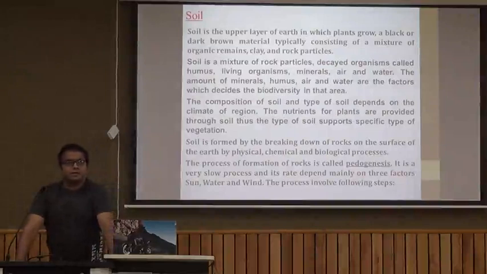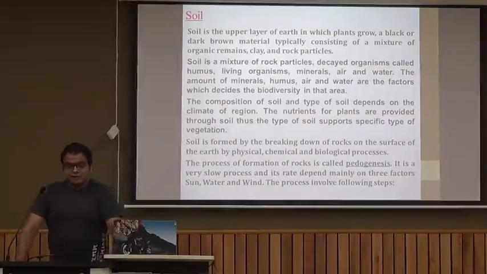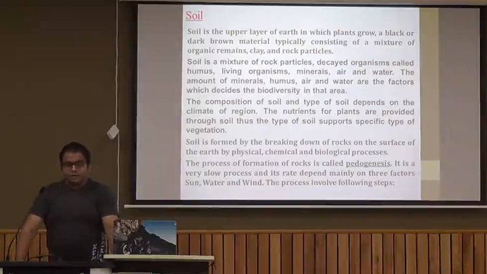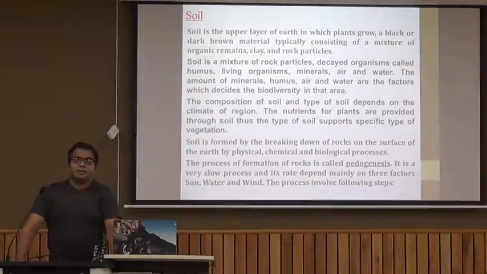Now next source, it is soil. The very land, the very soil on which we live. Now soil is the upper layer of earth in which plants grow. It is a black or dark brown material which contains a mixture of organic remains, clay and rock particles. Remember, the amount of minerals, humus, air, water are the factors. If any of these varies, the species surviving in that area will vary. For this reason, every zone on the earth, every region has its own biodiversity.